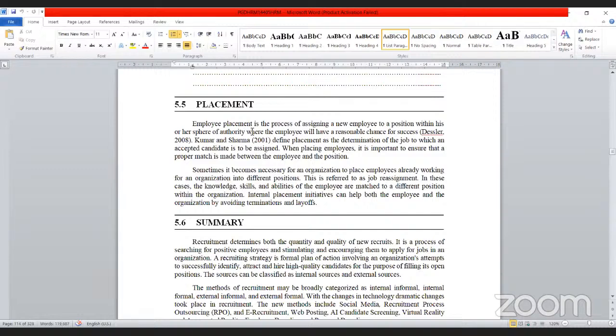Placement is where a new employee comes to a position and is given a reasonable assignment in which to showcase his skills and abilities.